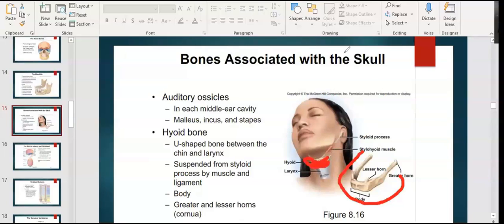The hyoid bone also has parts. And as you can see here, the middle part right here, this is going to be the body. This part right here is going to be called the greater horn. And this one right here is going to be called the lesser horn. Those are the parts of this bone that we have right there.